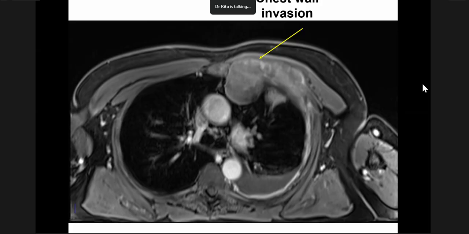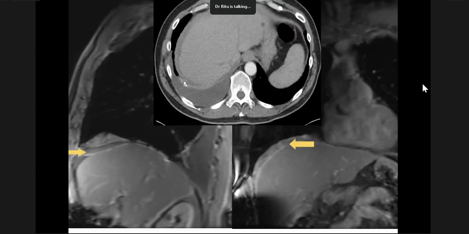Now, the prognosis is not that great, but if there is no other option available for a patient, and a patient is of relatively good performance status, or a young patient, these can be done to prolong survival.